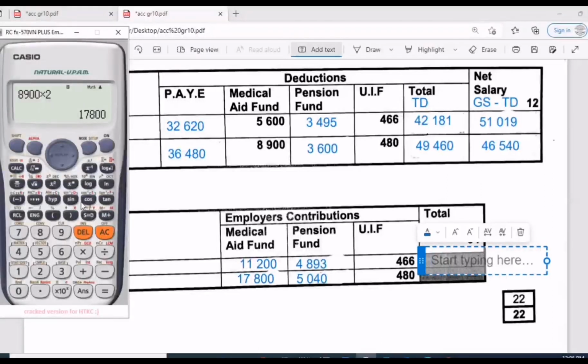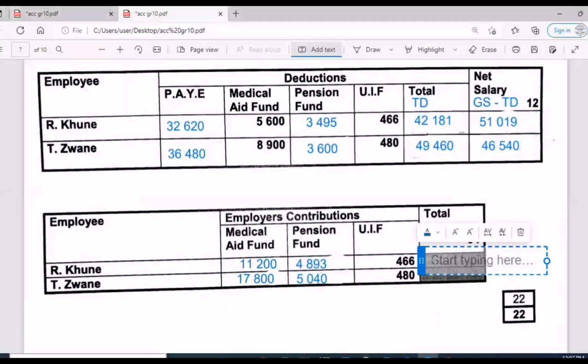So the total employer's contribution, how much is it gonna be? For Kune, we take the 11,200, we add 4,893 and 466. So the total contributed by the employer for Kune is 16,559. So let me use red.